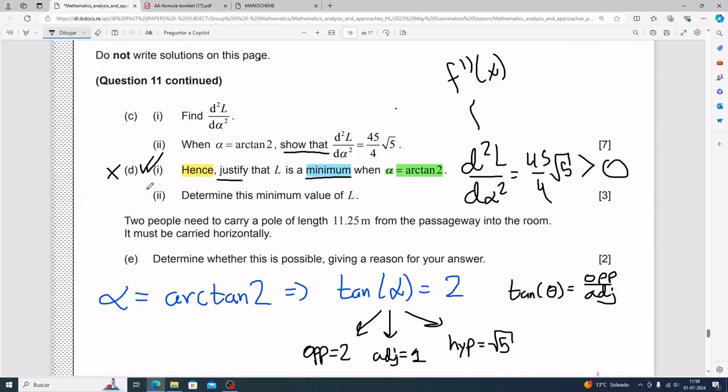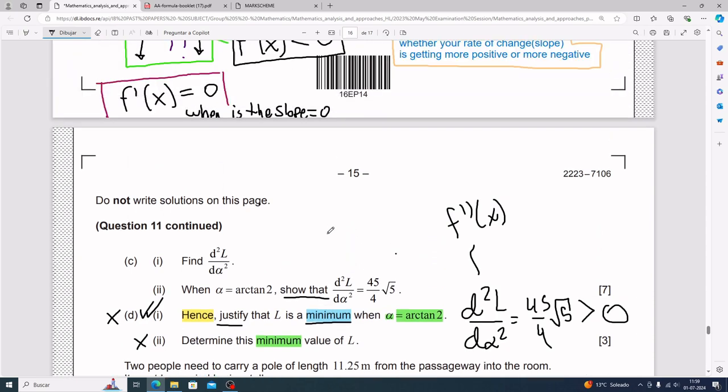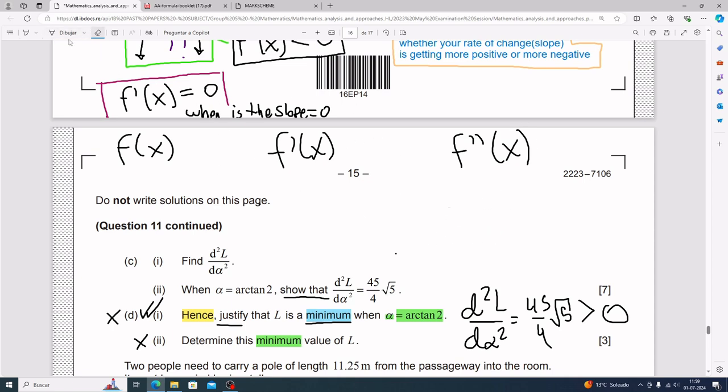And so part C double I now asks us to determine this minimum value of L, right? Now, let's go piece by piece. So, there's been a lot of stuff happening here. On the one hand, we started with f of x, then we had the first derivative, and then we had the second derivative. So let's really try to organize what means what in this case.